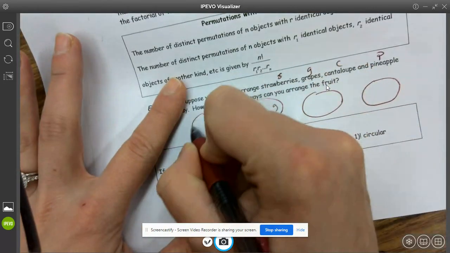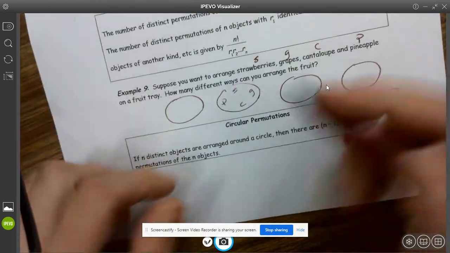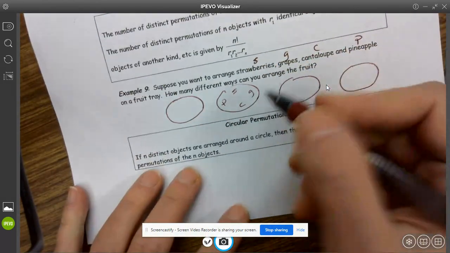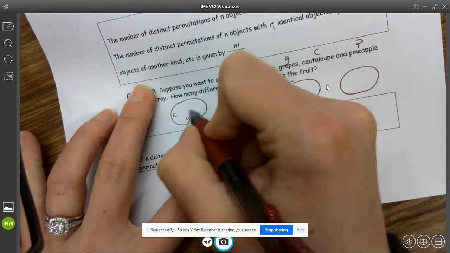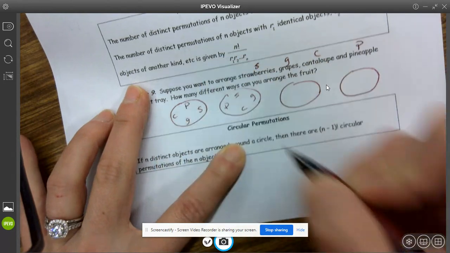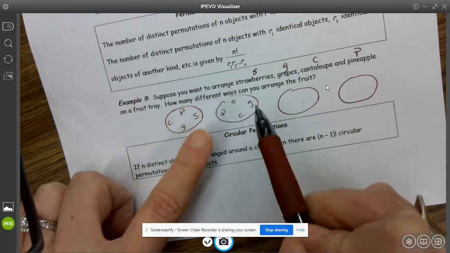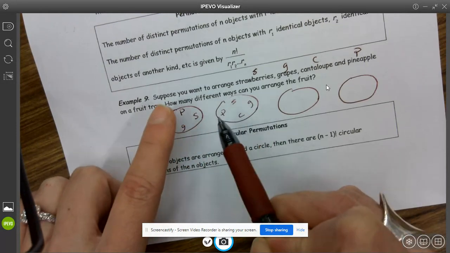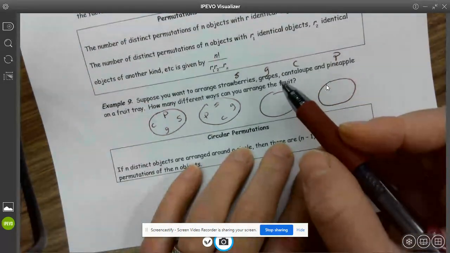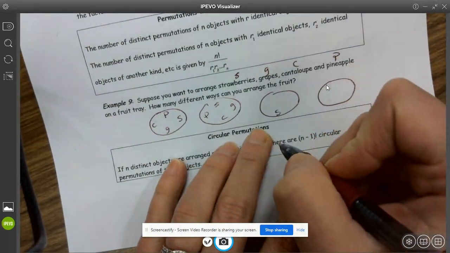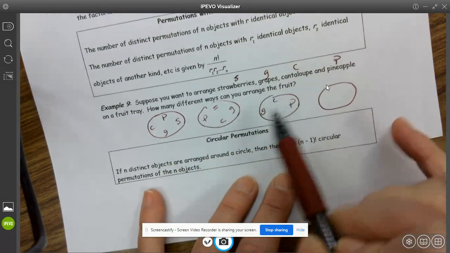With a circular arrangement versus a linear arrangement, if I take the tray and turn it, and then grapes are in front of me now, and cantaloupes over here, and strawberries over here, and pineapples up here, is this actually a different order? No. Grapes, cantaloupe, pineapple, strawberries. Okay, we'll say I turn the tray again, and I get strawberries down here, grapes here, cantaloupe, and pineapple. The arrangement isn't any different.